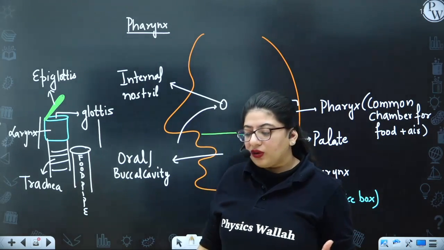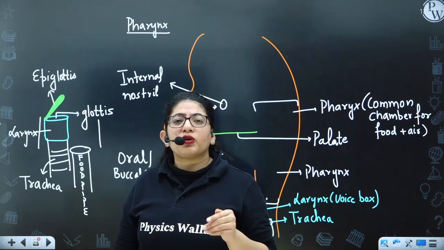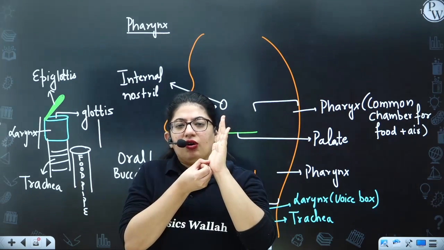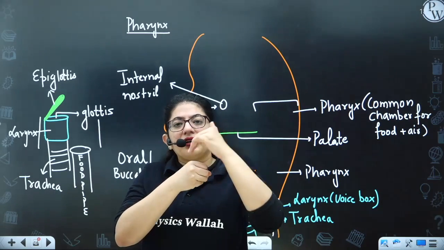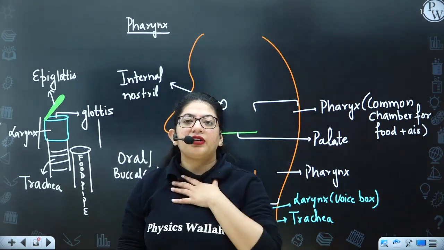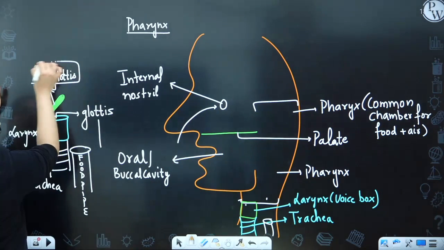The elder ones in your home or your parents, they always tell you no talking while eating the food. Why? Because when you speak, the epiglottis will open and the glottis is also uncovered, and the food will now enter into your trachea, and then you will keep on coughing, and sometimes you can even choke as well, right? So here, what is epiglottis?